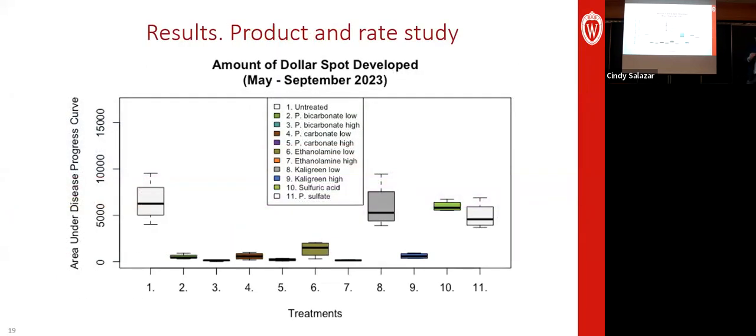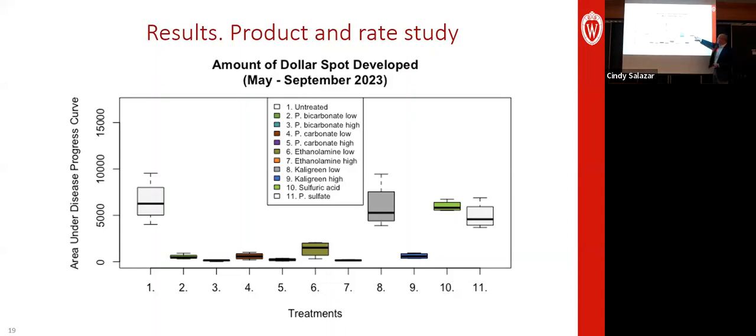All right, so a quick look at some of the results. This is just from last year, and these are slides that were produced by Zoltan for his talk at the Crop Science Society of America presentation back in St. Louis in November. And what we find is that most of these products are very effective at controlling disease. This is area under the disease progress curve for dollar spot over the course of the entire season. And the higher rates in all of these cases were better than the lower rates.